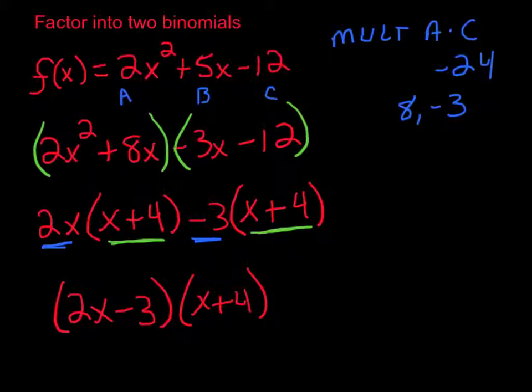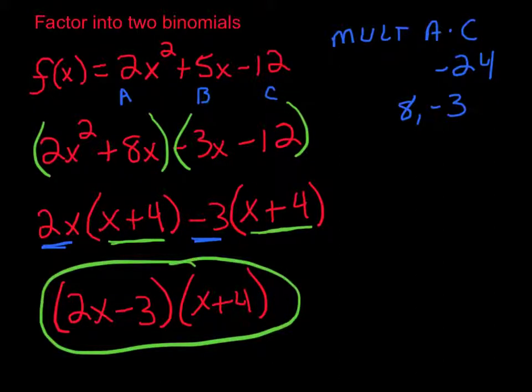Now you can always FOIL these. If you were to multiply all of these together, it should give you back this original equation. 2x times x gives me my 2x squared. 2x times 4 gives me 8x, minus 3x would give me my 5x, and then negative 3 times positive 4 would give me my negative 12. So I know I got the right answer, and this is your factored form on that one.